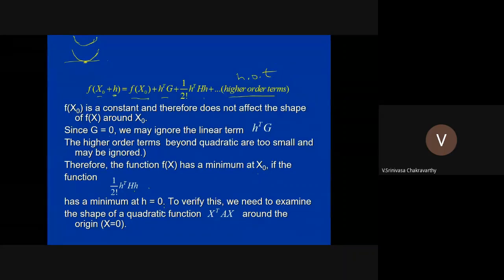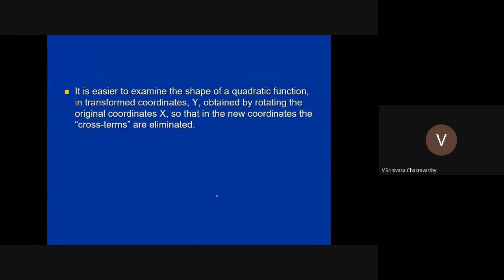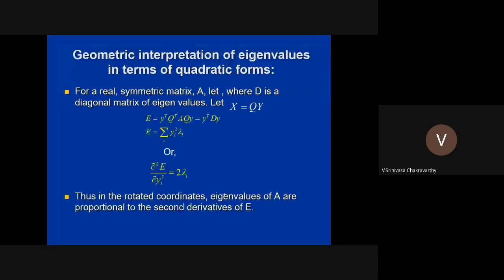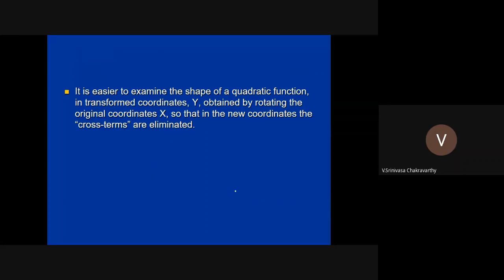So how do you find that out? We first need to understand the shape of this function around h equal to 0. That's a slightly interesting question. It takes a little bit of time, so let us go deeper into this in the next class. That will give us an idea of how to determine whether a multivariate function has a minimum or a maximum at a given point. Okay, so let us stop there. Any questions?